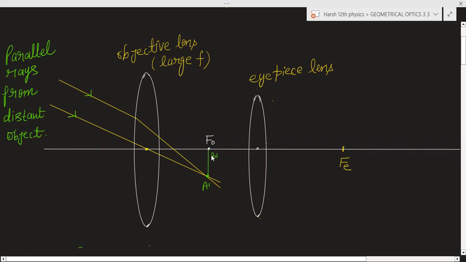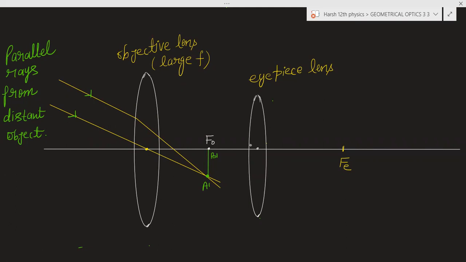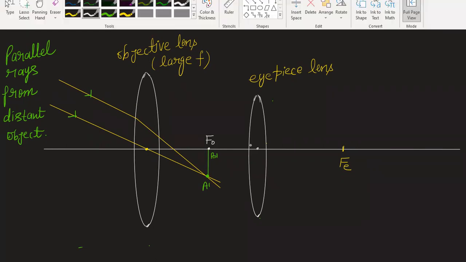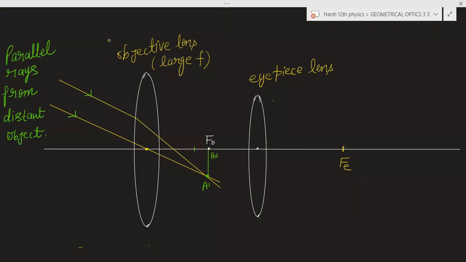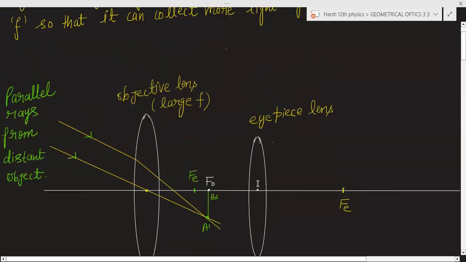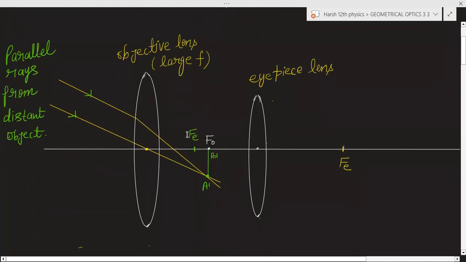Now this image will work as an object for this eyepiece lens. This compound microscope is adjusted in such a way so that this image is in between the optical center of the eyepiece lens and the focus of the eyepiece lens. This is the focus of the eyepiece lens. Here is the focus of the eyepiece lens.